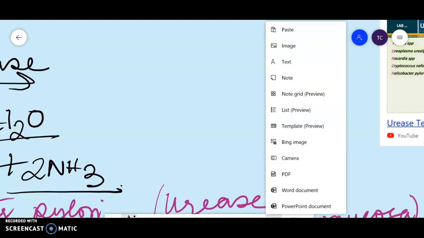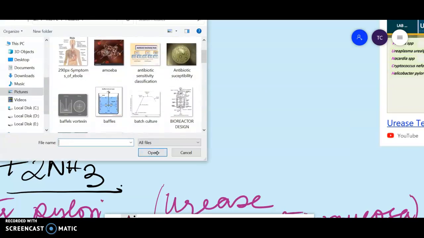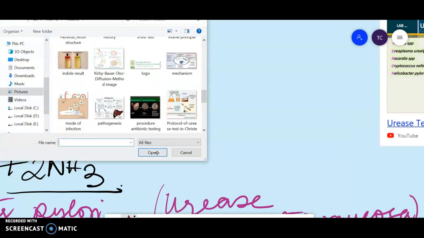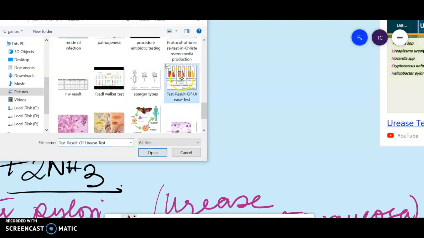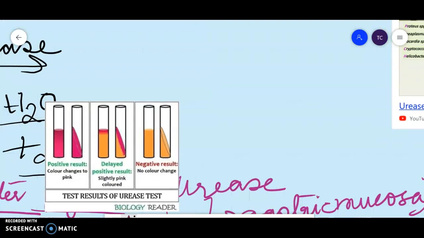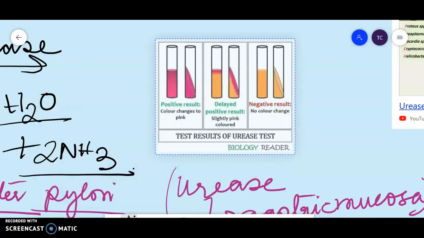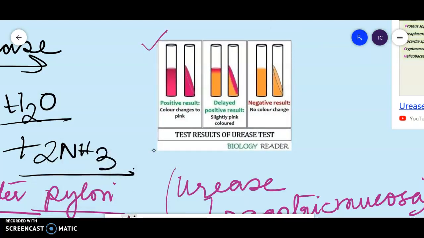For the results, I would like to insert an image. When I insert images, I will try to acknowledge all the images which I have taken from the web, from Google, for the preparation of my video lectures. So this is basically the result of the urease test. It's very easy, it's not that tough.